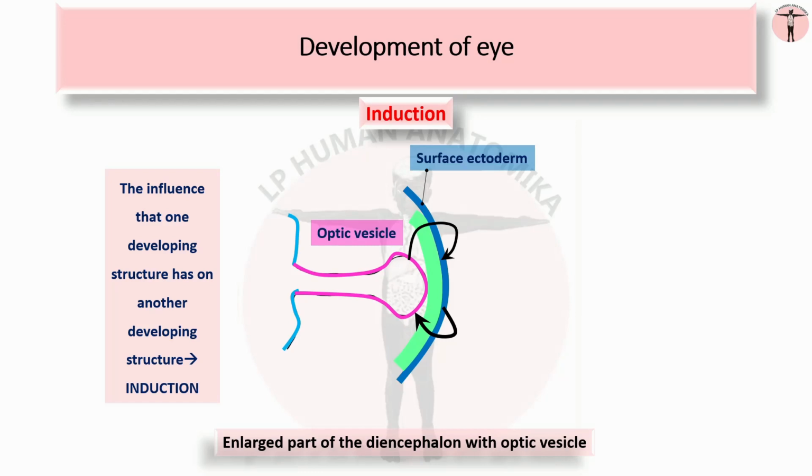Apart from induction, there are genes named PAX6 and PAX2 which are responsible for the development of the eye. PAX6 is expressed predominantly in the optic cup and lens placode. PAX2 is expressed predominantly in the optic stalk.